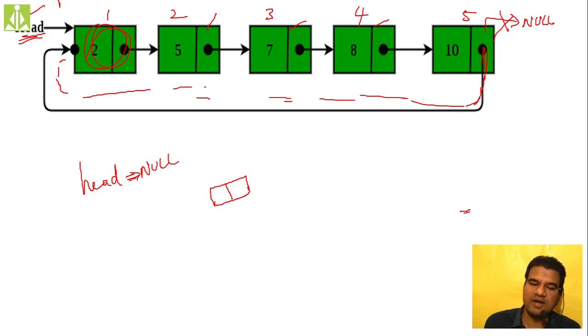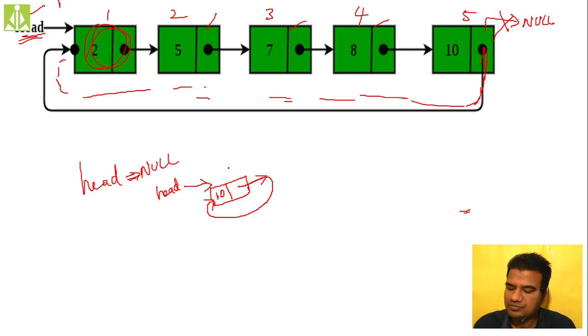If it is having only one node, then what do we have to do? My head will point to that first node, and here I'm storing the data. Do I have to make this first node's next pointer null? No, there is no null in the circular linked list concept. So I have to make this next pointer point to the same node. In this way, we are framing the circular singly linked list with only one node. This thing you have to remember.